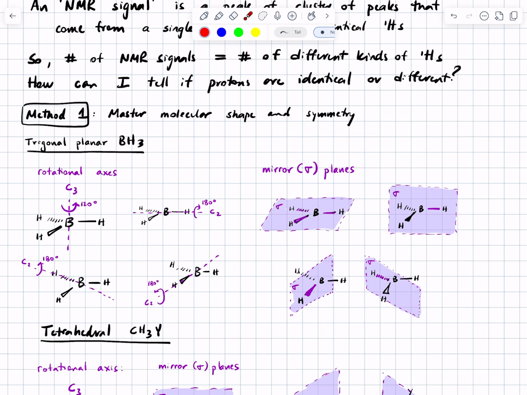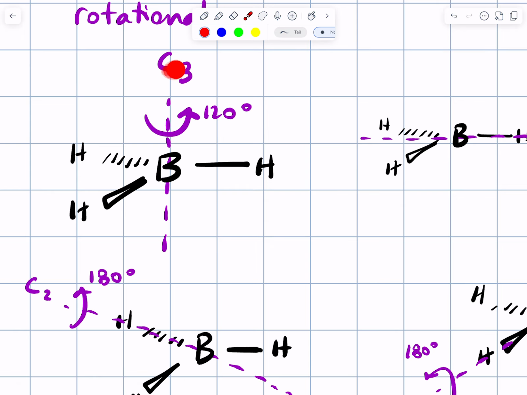First, are they interchangeable by some kind of symmetry operator? Now, I said operator, and that sounds scary. A symmetry operator is a mathematical function, but all we really mean is, is there some mirror plane or is there some rotational axis of symmetry that can allow 2 protons to change places? If so, if they're interchangeable by a symmetry operator, they are identical. So a simple symmetry operator here is what we call a C3 axis, rotate by 360 degrees divided by 3, or 120, and this proton becomes this one.